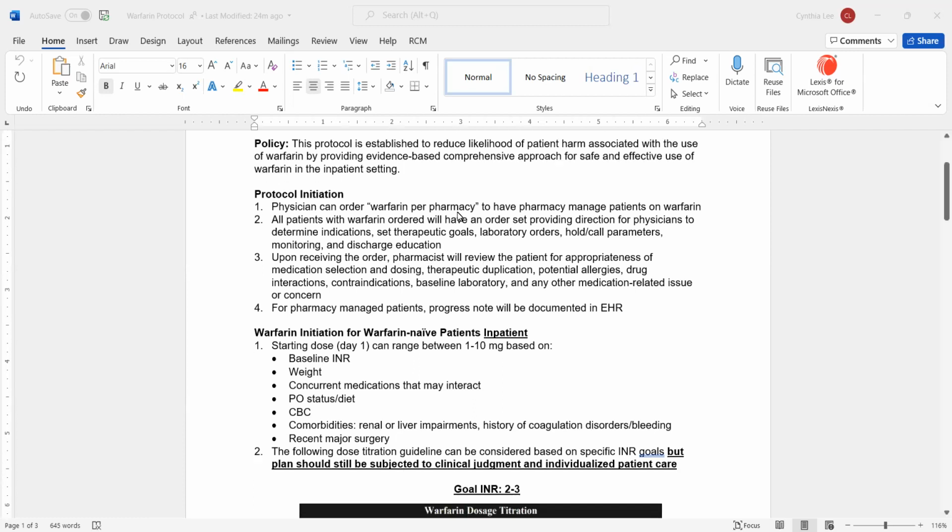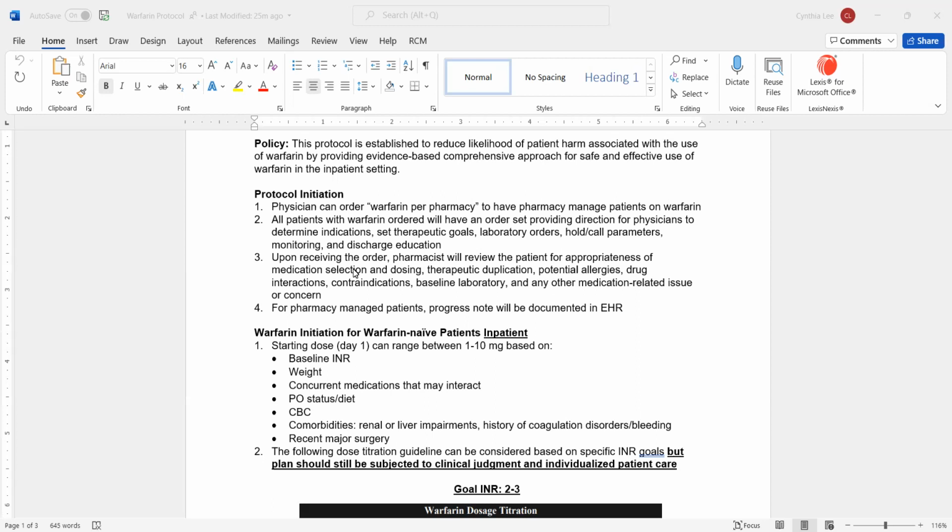And then once they order warfarin per pharmacy, the pharmacist will start working on the patients, right? They receive the order, they'll review the patients, review the appropriateness, assess if the patients can get a dose, whether it is the first time that they're getting the warfarin, or did they have warfarin at home, and then they're just continuing while they're being admitted in the hospital. So a lot of things are going on as you start somebody on warfarin or receive somebody on warfarin in the hospital.